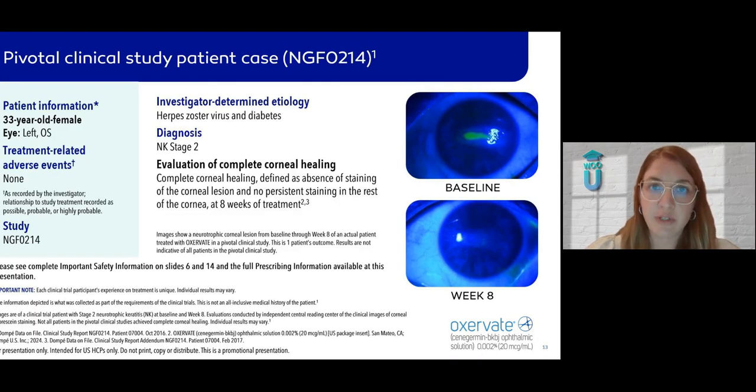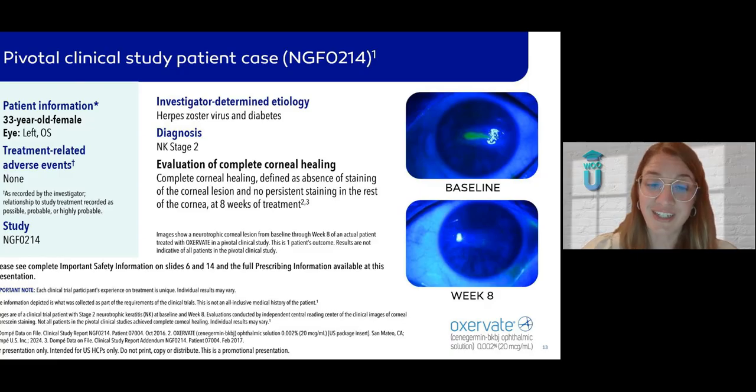So let's look at a case. This is a 33-year-old female. Her left eye had the stage 2 NK, and she had 2 high risk factors for developing neurotrophic keratitis. And you can see at week 8, we had complete corneal healing, defined as that absence of staining of the corneal lesion and no persistent staining in the rest of the cornea at 8 weeks of treatment.